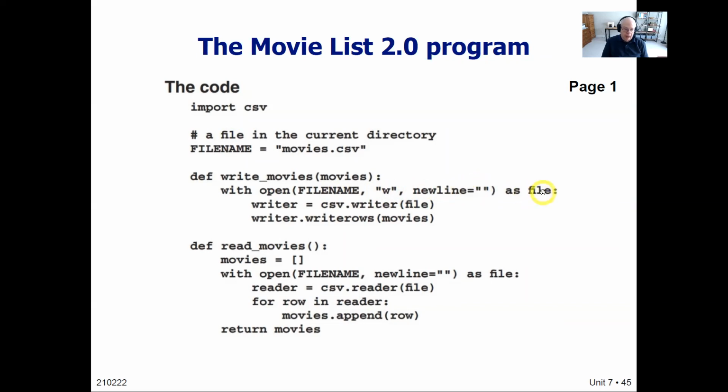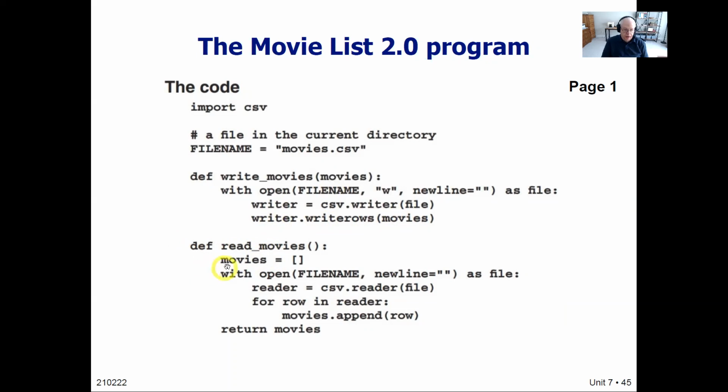We're creating the file object here. From that, we're going to create a writer object using the CSV module, the writer method on the file object, to create the writer object here. Now we can get into the writer object methods that come with the CSV module. And so the writer object's writerows method, and we're going to write movies. There's our list we're going to write.